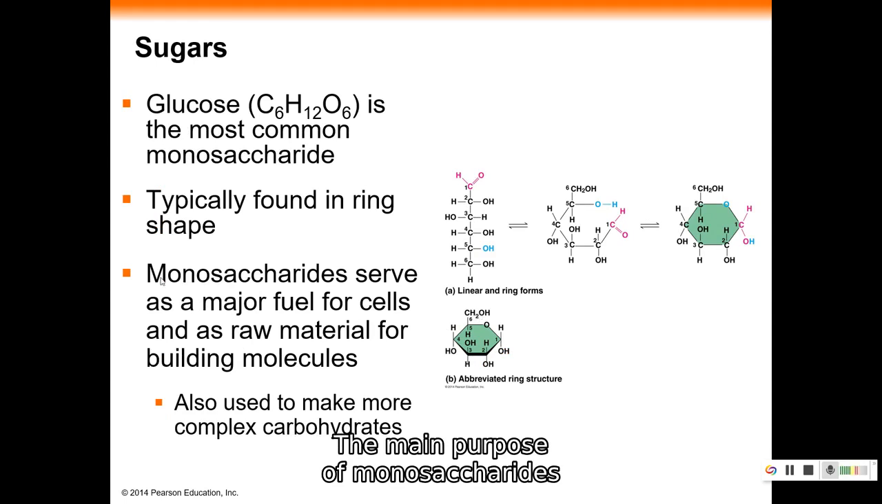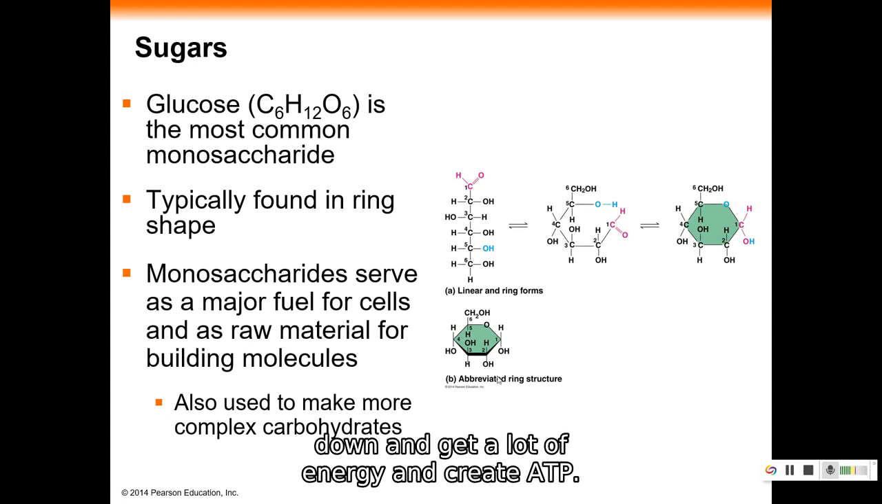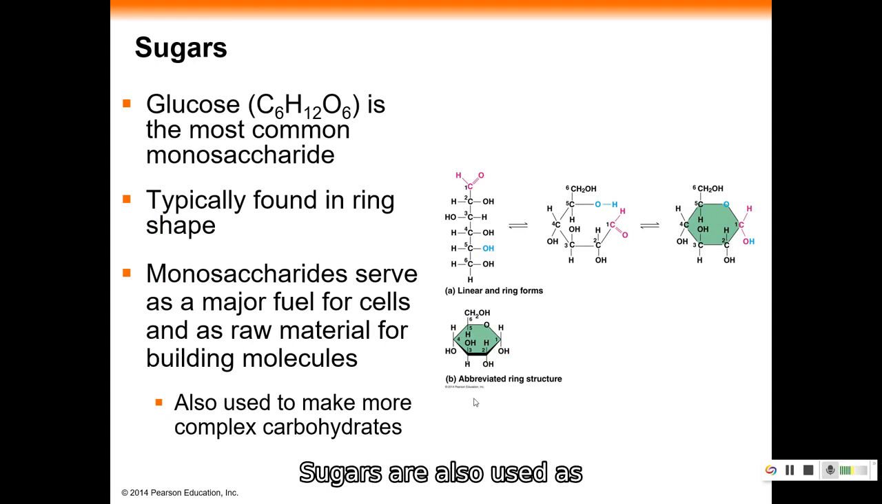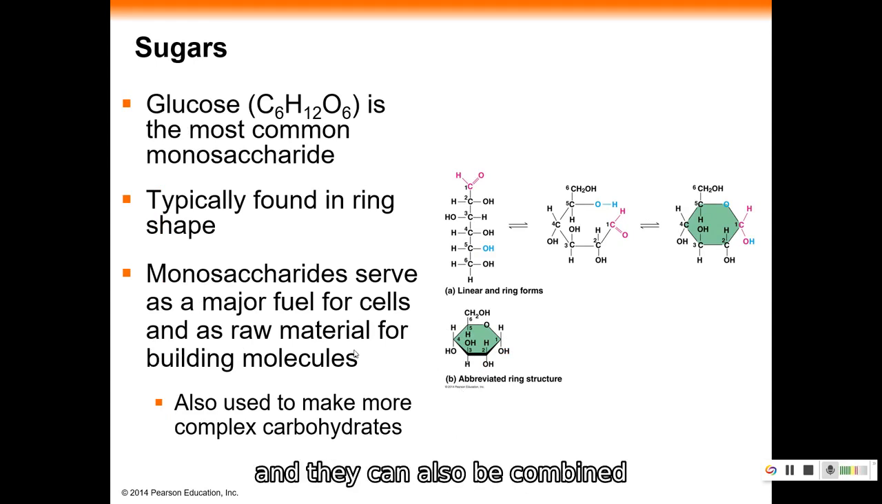The main purpose of monosaccharides is going to be fuel for cells. So your cell can break this down and get a lot of energy and create ATP. Sugars are also used as raw material for building molecules, and they can also be combined to make complex carbohydrates.